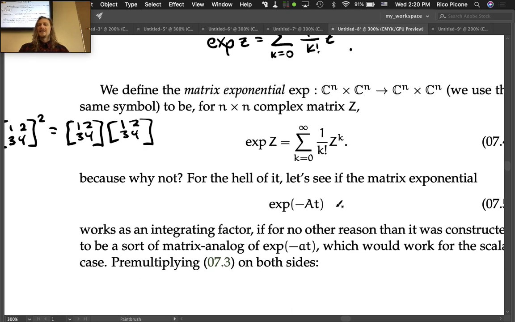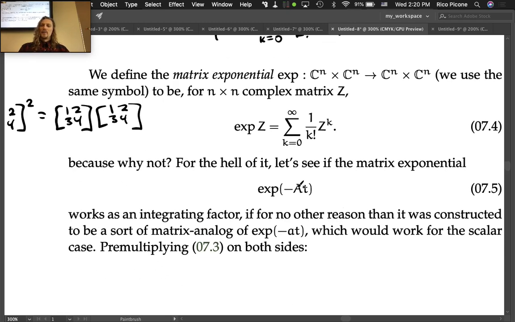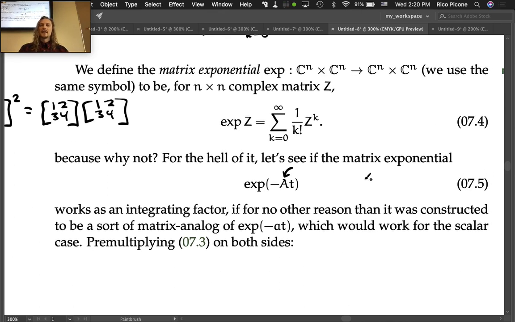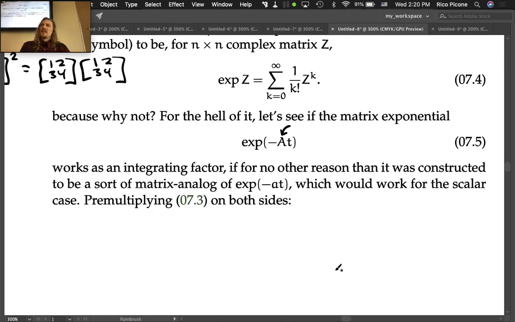So let's see if the matrix exponential, where we put in the A matrix, so negative At, the A matrix from our state equation, works as an integrating factor, if for no other reason than it was constructed to be a sort of matrix analog of the scalar exponential e to the negative at, which would work for the scalar case. So we're going to give it a shot because it's very analogous. And this is actually how a lot of stuff gets discovered in math: people see a similarity, they try something from another area on a new area and see if it works. And a lot of times it does work.